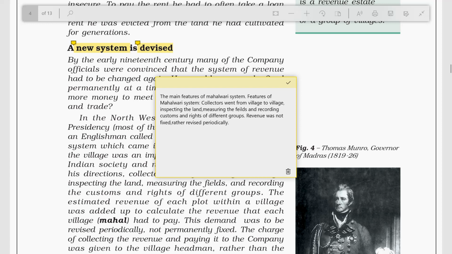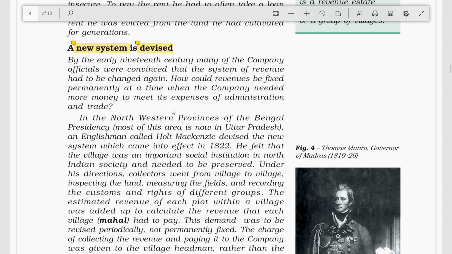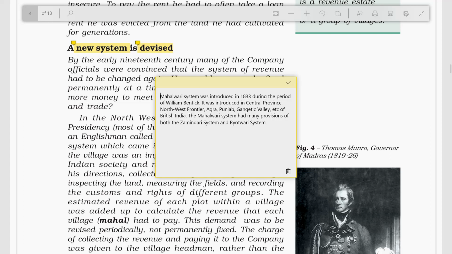These collectors went from village to village, inspecting the land, measuring the fields, and recording customs and rights of different groups. And this revenue was fixed, but periodically they used to change the revenue system. They used to increase and decrease the taxes over their crop. Now, the Mahalwari system was introduced in 1833 during the period of William Bentinck, and under this system, they used to collect the tax from village to village by appointing village headmen.